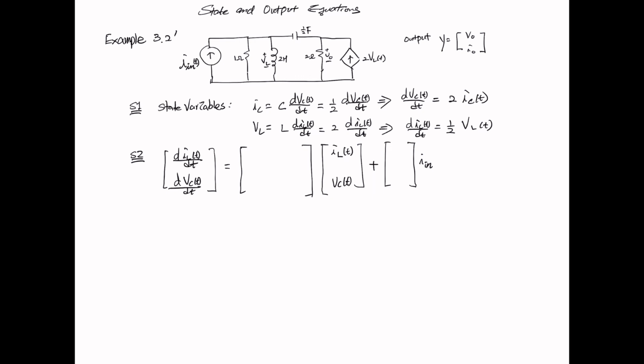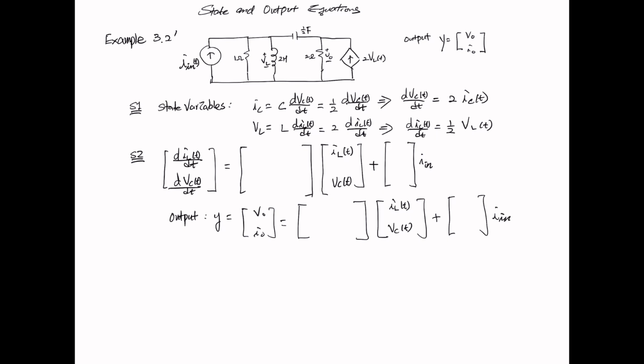Now our job is to find all of the numbers inside of these empty matrices, and also we are given the output as y equals V_o over I_o, and that is going to be again a 2 by 2 matrix times I_L(t), V_C(t), plus I_in. So we have to have the exact same order of the variables for both the state equation and the output equation.